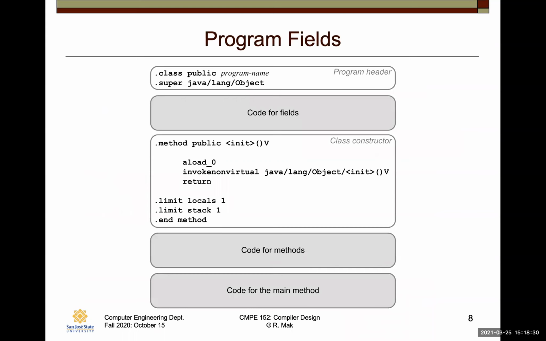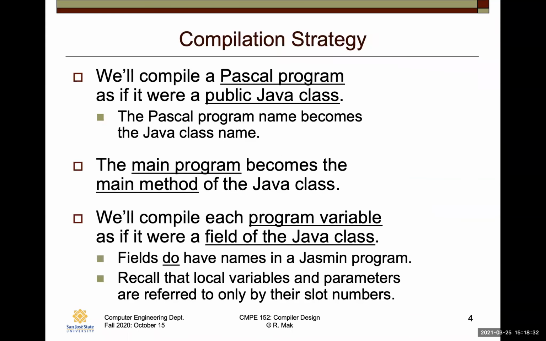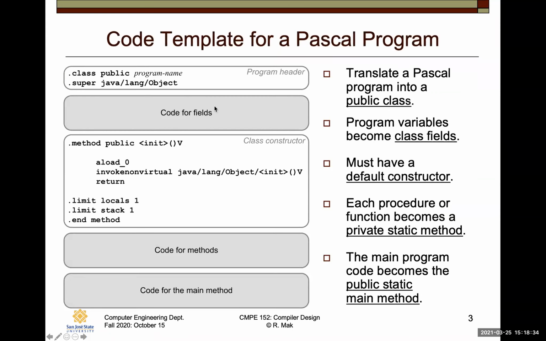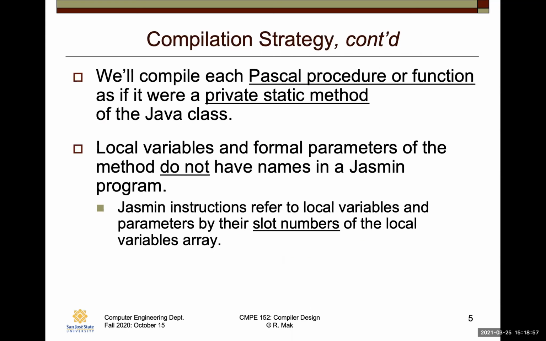All right, so we go back to our original diagram here. It's the code for fields. Now remember, fields here correspond to the global variables or the program variables of your Pascal program. These are variables that are declared outside of any procedures or functions. So they're global, they belong to the program, not to any particular procedure or function.